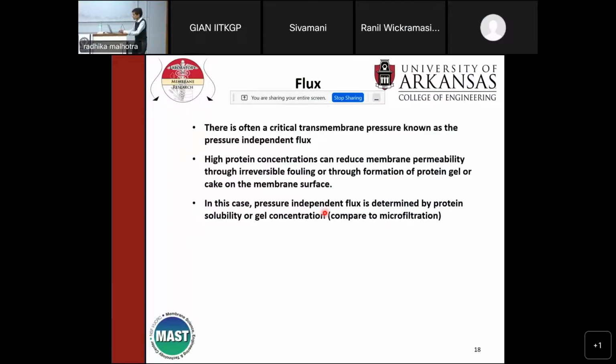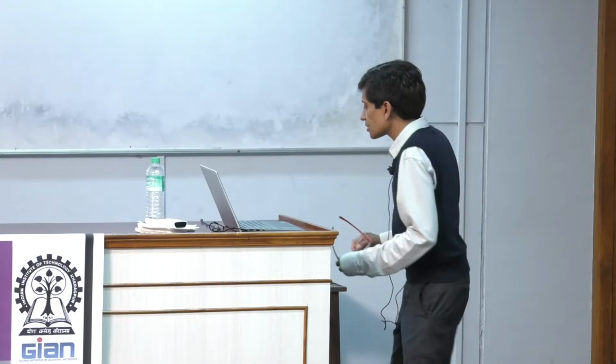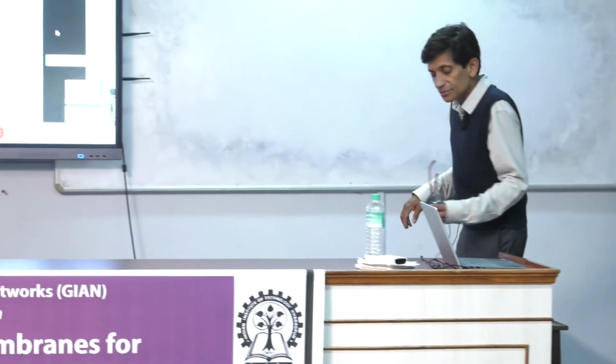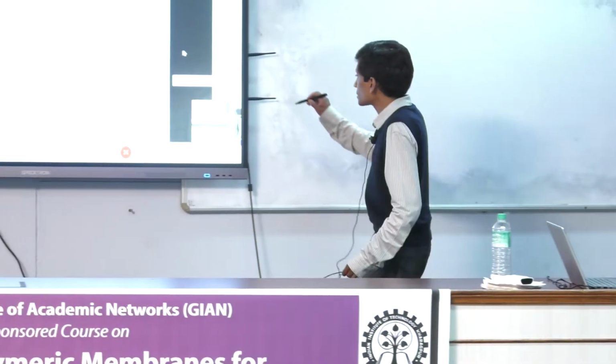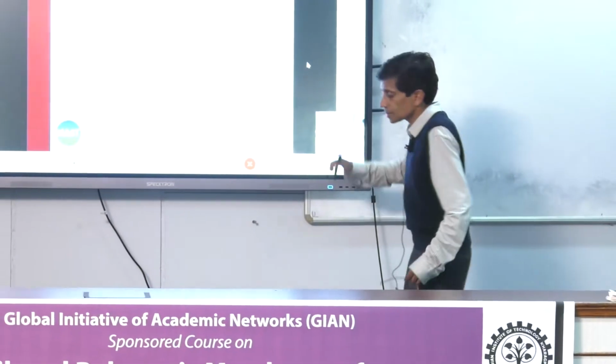High protein concentration can reduce membrane permeability through irreversible fouling or through formation of a gel layer or cake layer on the membrane surface. We don't really have cake so much, we talk about gels. In this case, the pressure-independent flux is determined by protein solubility or gel concentration, as compared to microfiltration. You have a pressure-independent region for microfiltration as well, but there it's due to cake formation. Okay?